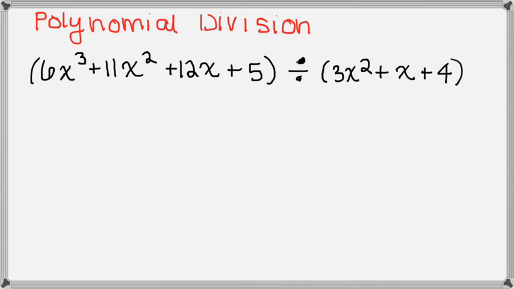Polynomial division is set up and carried out very similarly to how we would do long division. So first thing is we have this polynomial 6x cubed plus 11x squared plus 12x plus 5 divided by 3x squared plus x plus 4. So we're going to set up our long division notation.